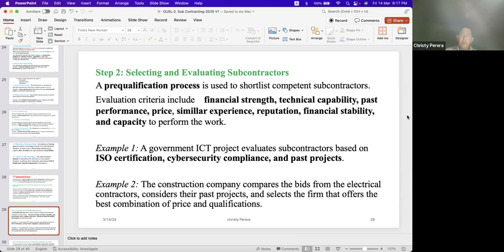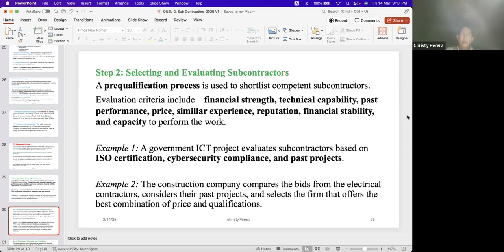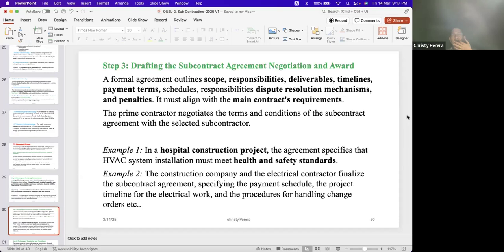Some examples. Step 3, drafting the subcontract agreement, negotiation and award. You know, in procurement, you will have to draft the subcontract agreement. I told you all that the Samsung and the local agent subcontract agreement was not clear enough. But here you will have to put everything: what is the scope. Here it's a very good example, that Samsung and Sri Lankan company project I told you all about.